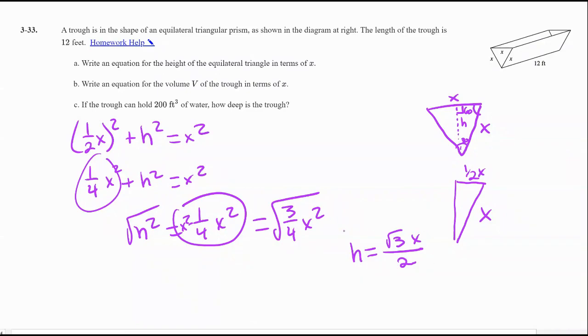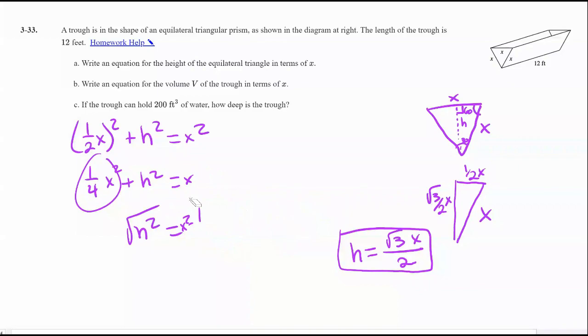And again, we should have known that already because with 30, 60, 90 triangles, that's kind of our specialty, right? The smallest side is 1/2 of the longest side, and the middle side is √3 over 2 of x. So our height is √3 x over 2.